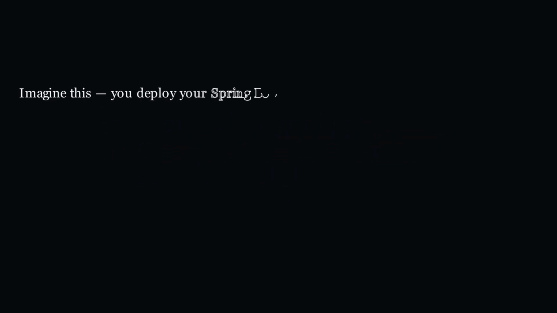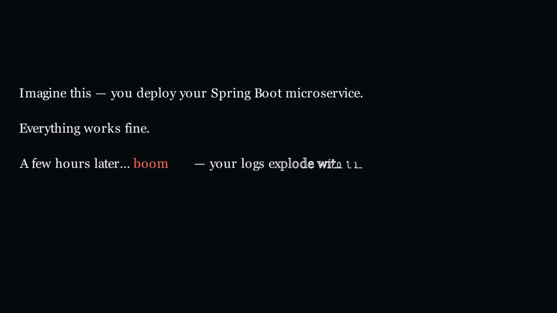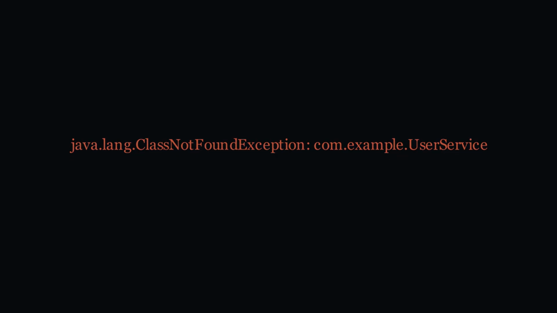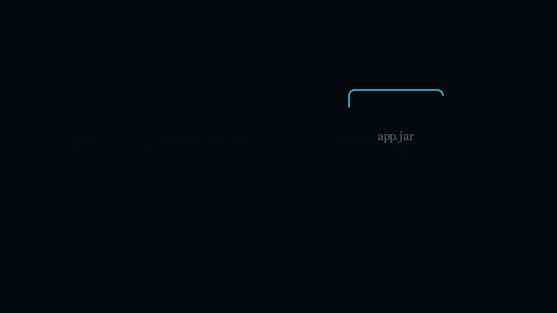Imagine this: you deploy your Spring Boot microservice. Everything works fine. A few hours later, boom, your logs explode with this scary error: java.lang.ClassNotFoundException, com.example.userService. But wait, the class is in your jar file. So how on earth did it vanish?